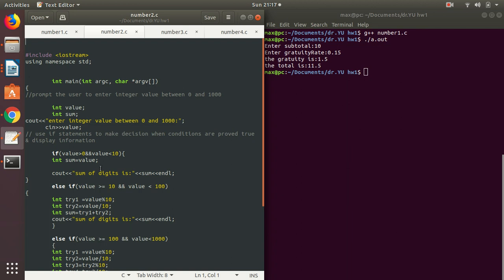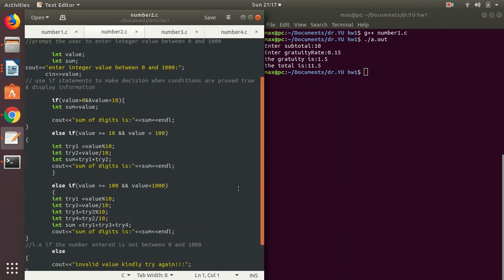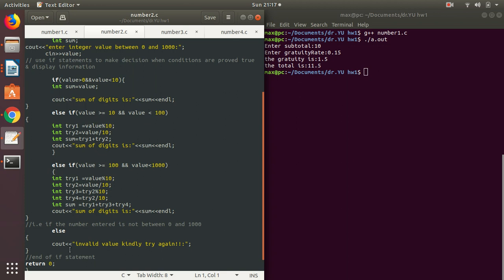a 1-digit value, meaning the sum is that value. If this is true, then the sum of digits is the value itself. Then if it is not true, it will go to the next one. Else, if it is not true, it will go to the invalid value. Try again.